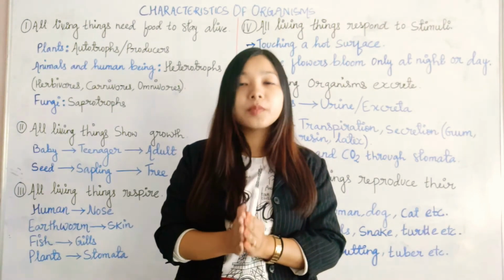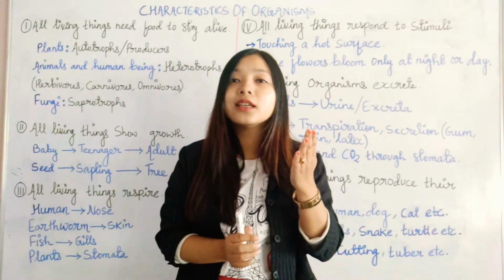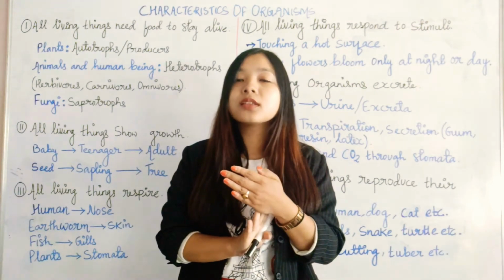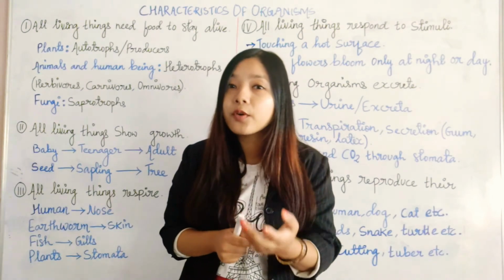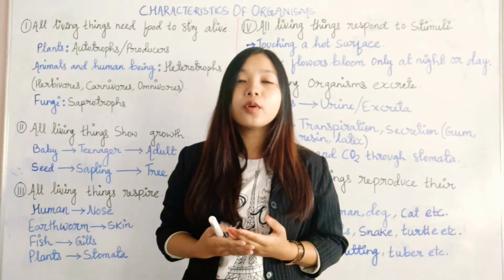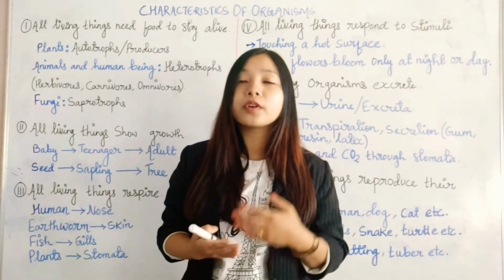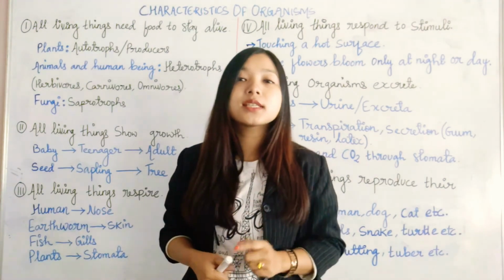And where does the plant prepare its food? The plant prepares its food in its leaves. Most of the plants actually prepare their food in their leaves. Some of the plants, as we have already discussed, like the desert plants, also perform the process of photosynthesis in their stem.